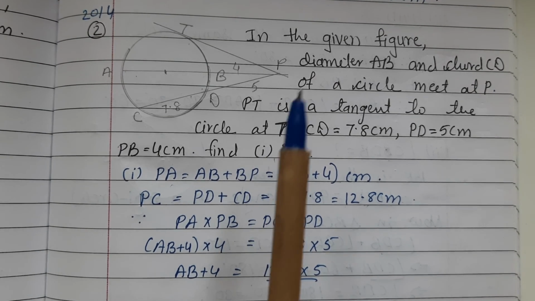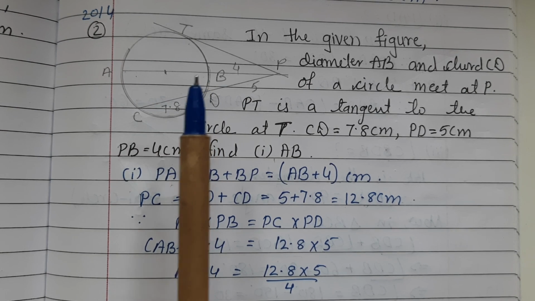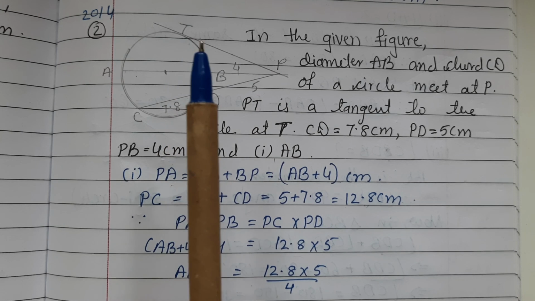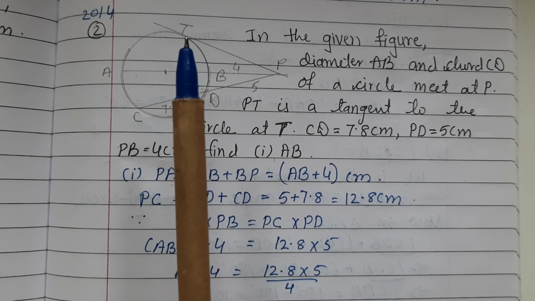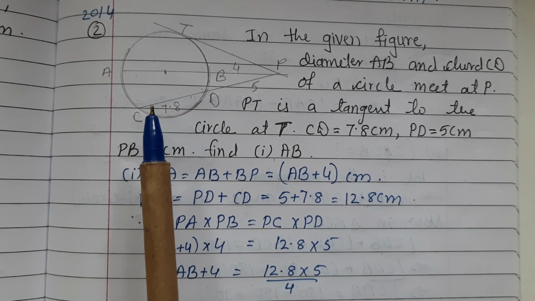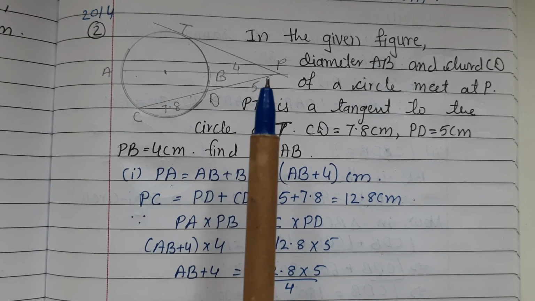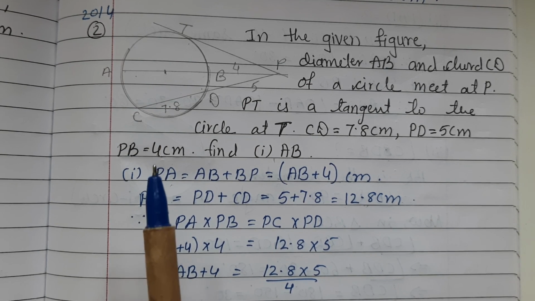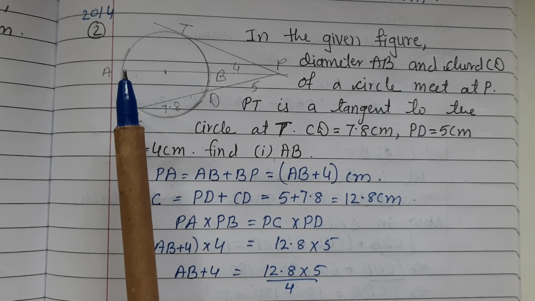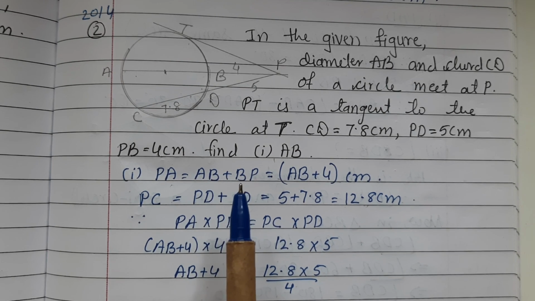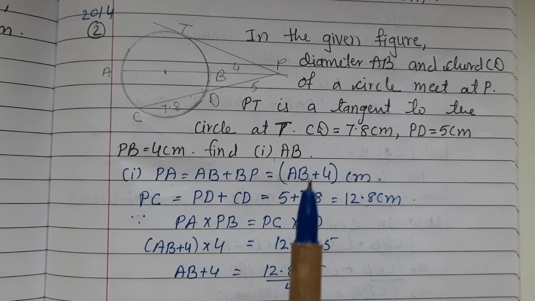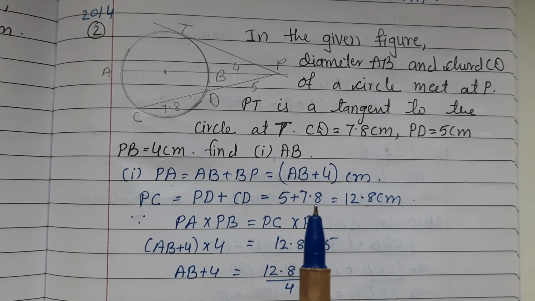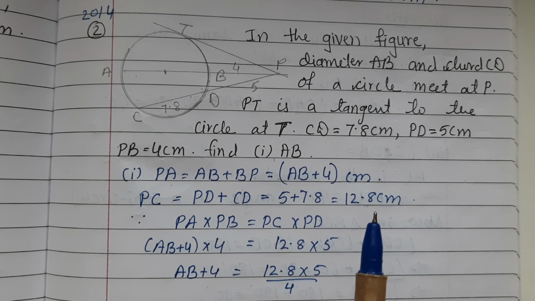Sub number 2. In the given figure, AB is the diameter, chord CD of a circle meets AB at P. PT is the tangent to the circle at T. CD is 7.8 cm, PD is 5 cm, PB is 4. Find AB. First part. PA is equal to AB plus BP, which is equal to AB plus 4. PC is equal to PD plus CD, which is 5 plus 7.8, equal to 12.8 cm.